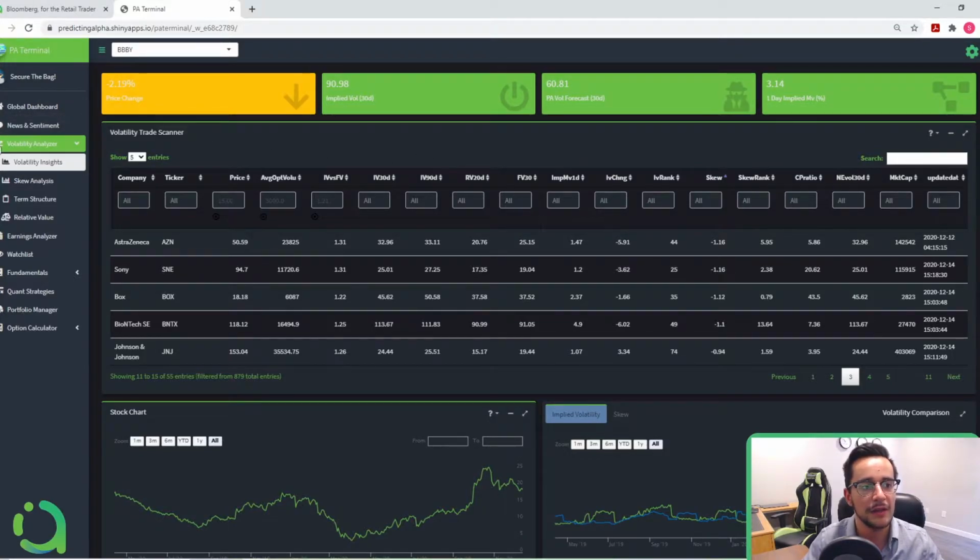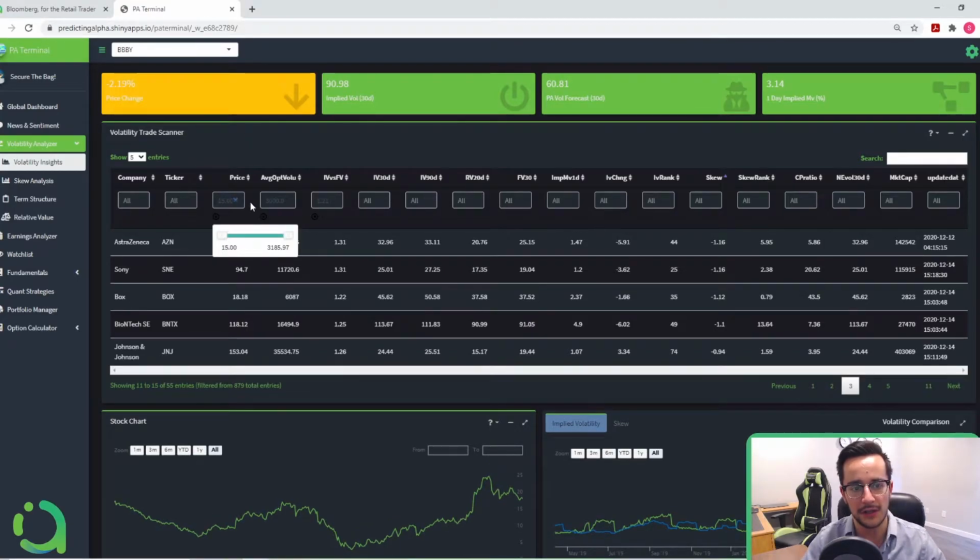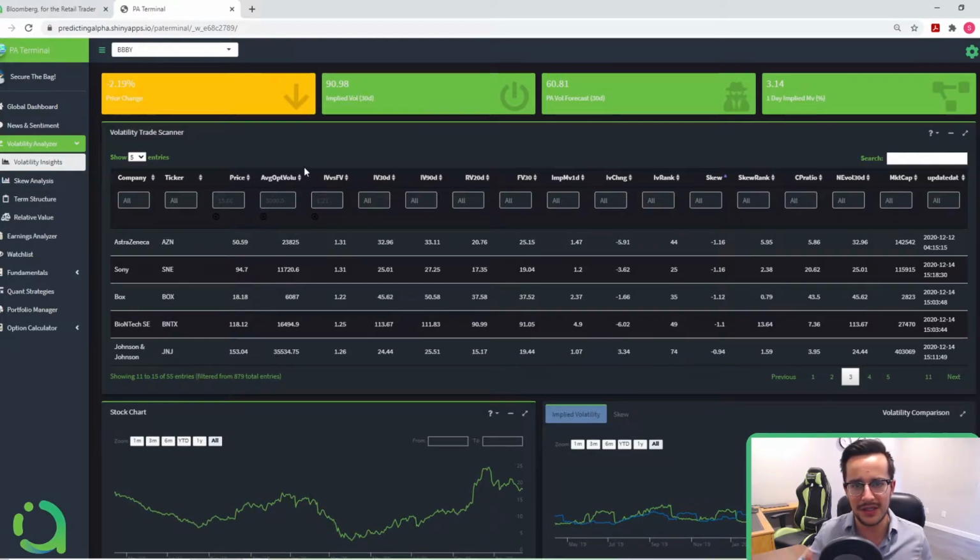The first thing I do is come to the Volatility Insights tab, and I'm going to use this scanner at the top to filter through all the opportunities that are out there to find the ones best suited for this type of trade. So to get started, I put in a price filter above $15 and an average option volume filter above 3,000. What these do is ensure that I'm trading a stock that has enough liquidity for me to be able to get in and out of the position with ease.